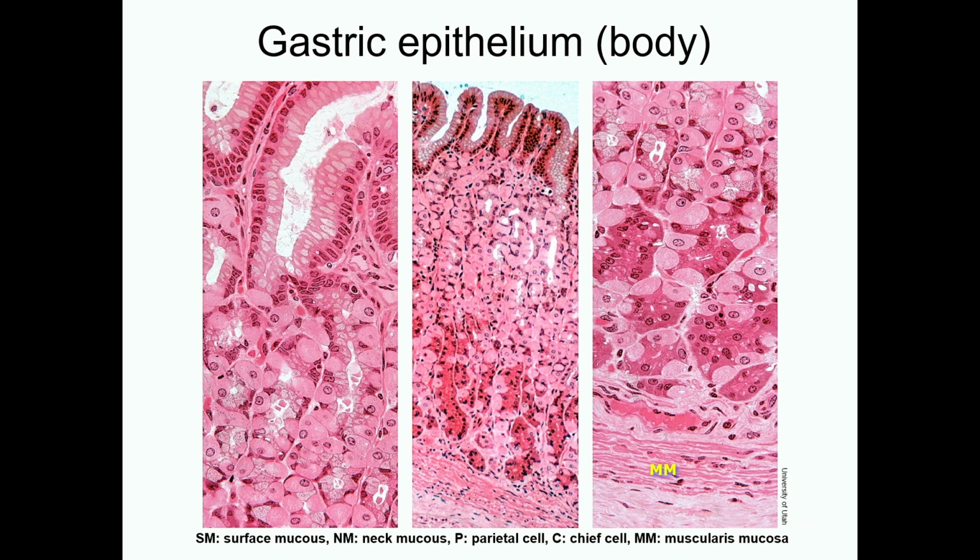These H&E stained sections from our collection nicely illustrate the length of the fundic glands and give an overview of some of the different cell types found in the epithelium. Here you can see neck mucus cells and surface mucus cells, as well as the most recognizable gastric cell type, the parietal cell, and chief cells. We'll talk more about those cells in detail shortly.